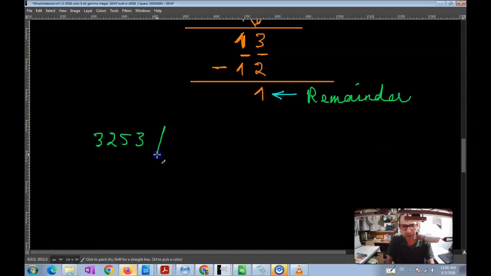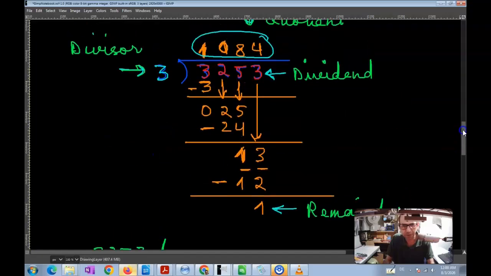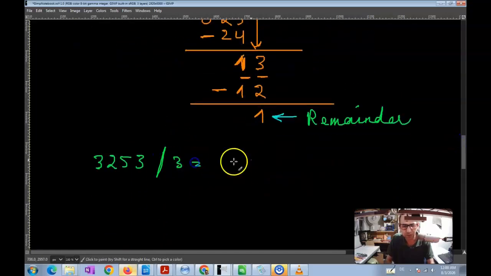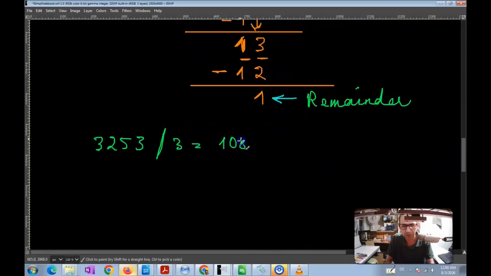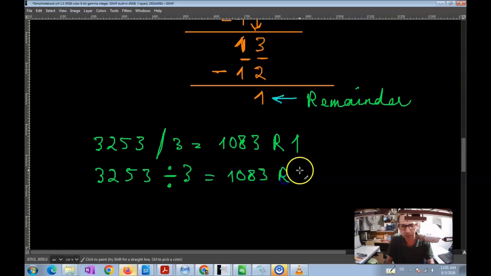3253, you can write it divided by 3 is equal to 1083 and a remainder 1, right? Essentially the exact same operation, you can write it as 3253, and instead of this sign over here, you can use this sign, divided by 3 is equal to 1083 remainder 1.